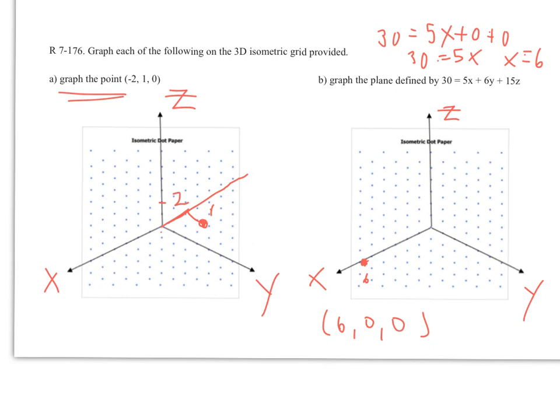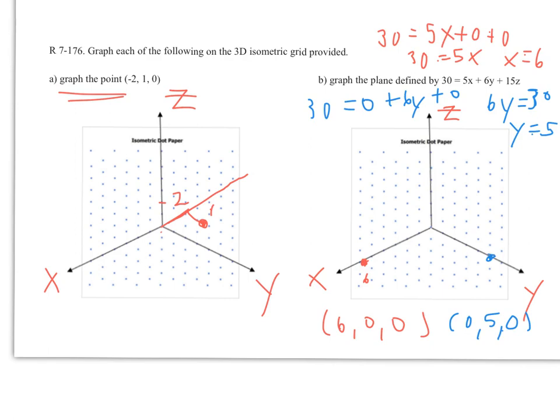Then to find the y-intercept, we're going to let x be 0 and z equals 0. So let's switch that to a different color. So we're going to get 30 equals 5 times 0 is 0. And we're letting z equals 0 as well, so 15 times z is 0. So we end up with 6y equals 30. So y is going to equal 5. So on this axis, the y-axis, we're going to go over 1, 2, 3, 4, 5.